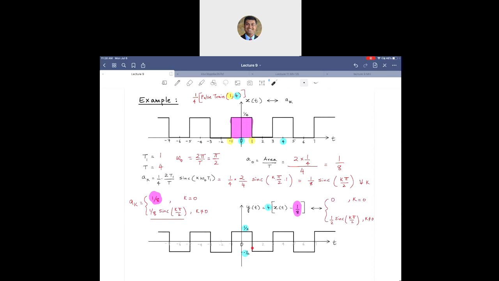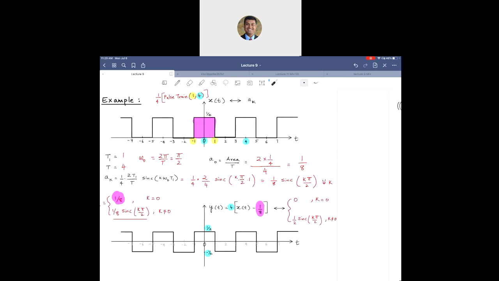Now, a few things that you should quickly check. Because it is centered around 0, the average value should be 0. So the DC value should be 0, which should check out. So, there are ways to quickly check whether you are on the right track or not. I think that this is a result that we might have looked at earlier. I think half sinc k pi over 2 is something that we proved for the pulse train earlier. All right, so that's another example, and I hope you find that helpful.